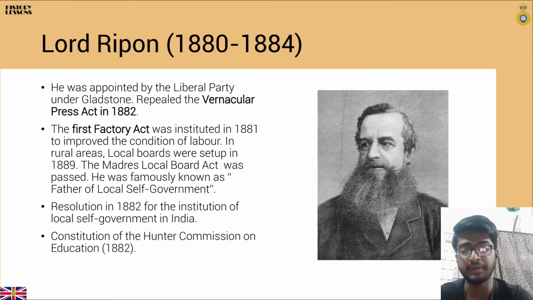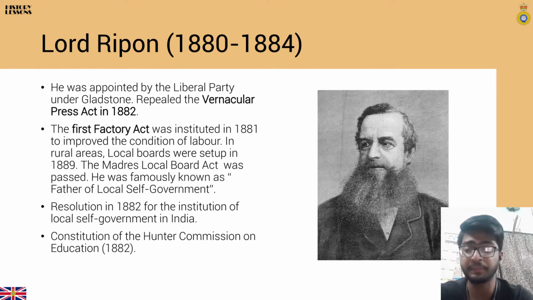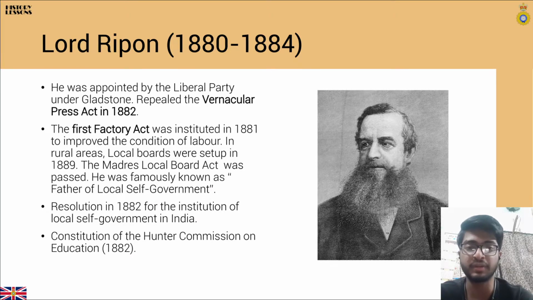Next came Lord Ripon, in 1880 to 84. He was appointed by the Liberal Party under Gladstone and repealed the Vernacular Press Act in 1882. The first Factory Act was instituted in 1881 to improve the condition of labour. In rural areas, local boards were set up. The Resolution in 1882 was the institution of local self-government in India. The Hunter Commission on Education was set up in 1882.